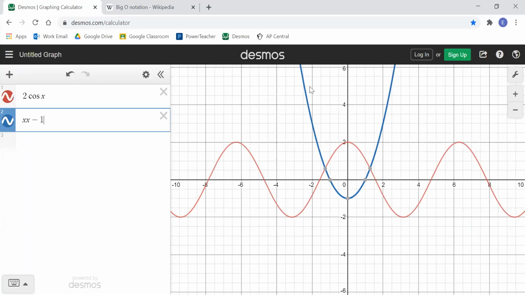So there are the two graphs. There's x squared minus 1 in blue, and then in red it's y equals 2 cosine x. And Desmos is nice that it just gives us those points, right? 1.265 and negative 1.265 approximately. Obviously, those decimal expansions go on forever, but we're going to round to the 3 decimals that it gives us on Desmos today.